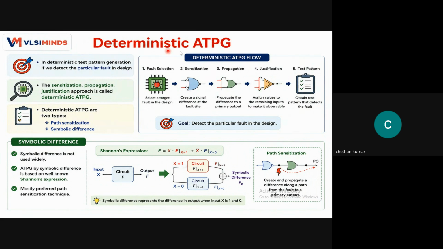In deterministic test generation, we have two methods. One is symbolic difference and another one is path sensitization. Mainly we use path sensitization. We will not go with symbolic difference. That is based on Shannon's expression, but we will not concentrate much on this. We directly go with path sensitization, which follows three different processes: sensitization, propagation, and justification.